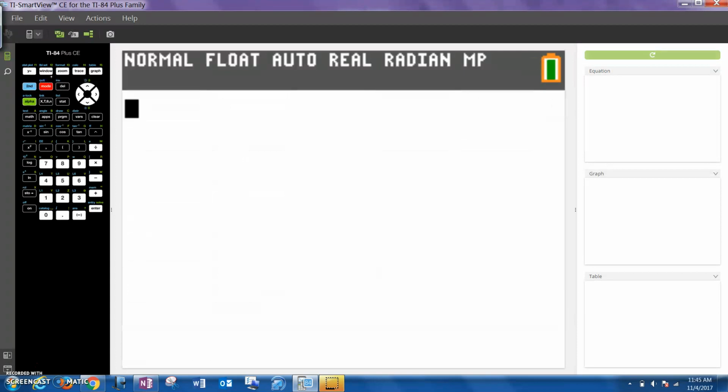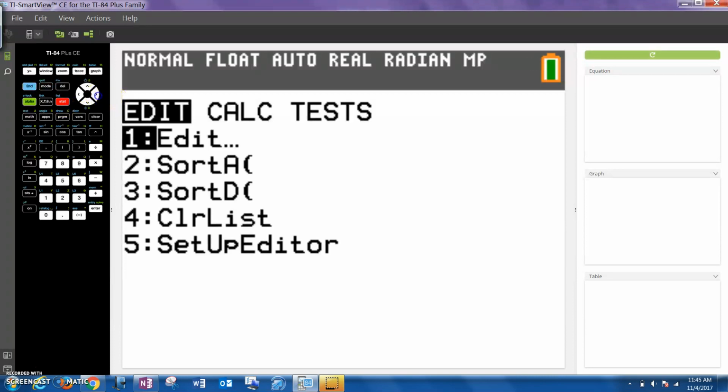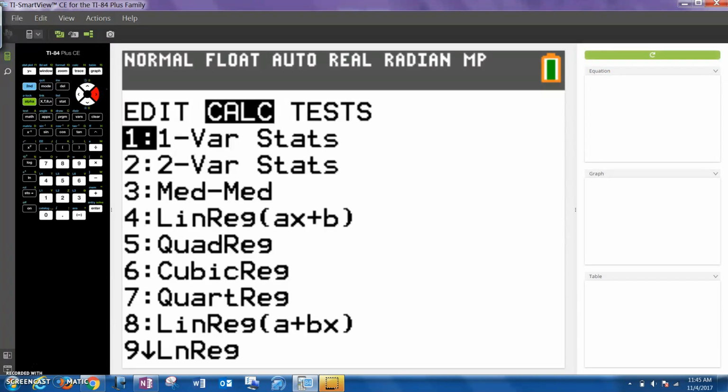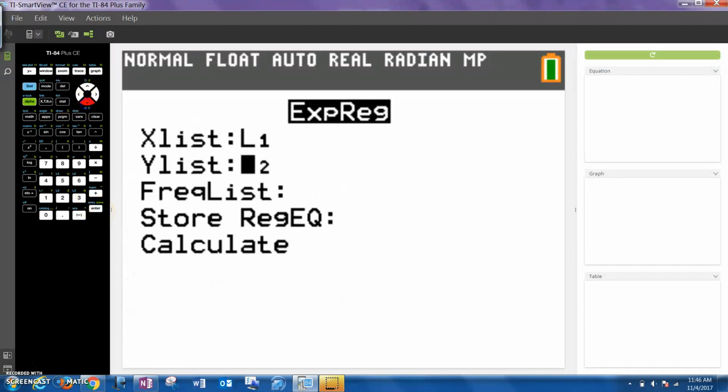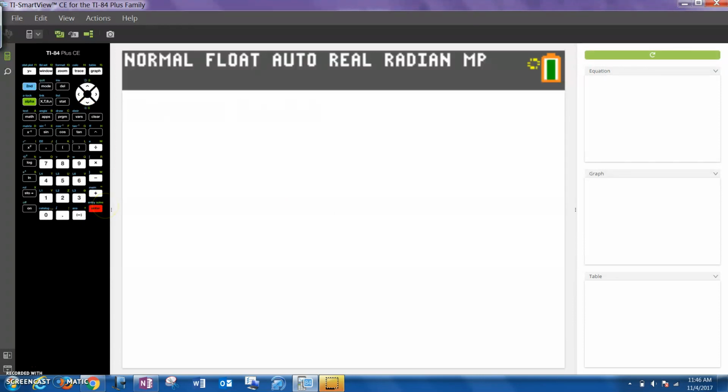I hit second mode just to get to the home screen. And then remember we want stat calculate, which means move over 1. And I don't see EXPREG on here yet, so I'm going to keep scrolling. And sure enough, it is number 0 right after the logarithmic regression. So exponential regression, I hit enter. I don't need to do anything here except for go down to calculate and hit enter. We're not going to store it or anything. If you have an older calculator, you can just hit enter. You don't have to go down to calculate.